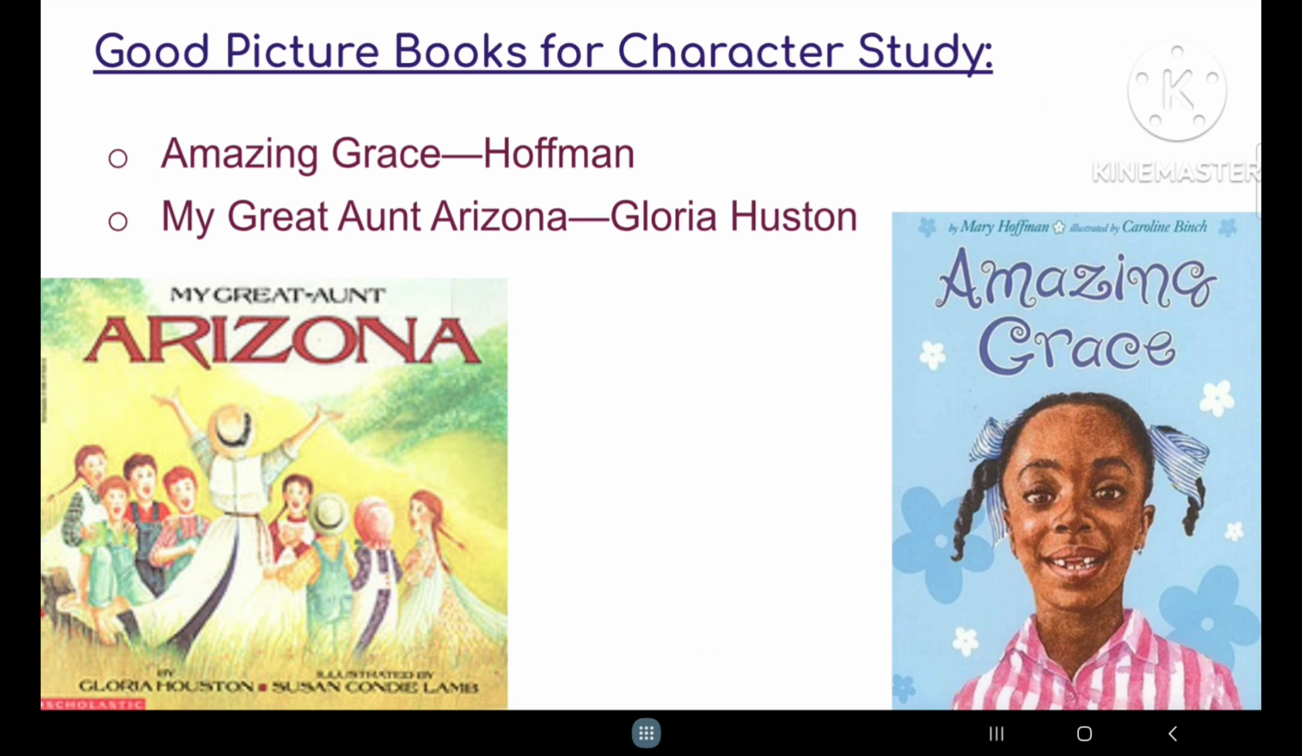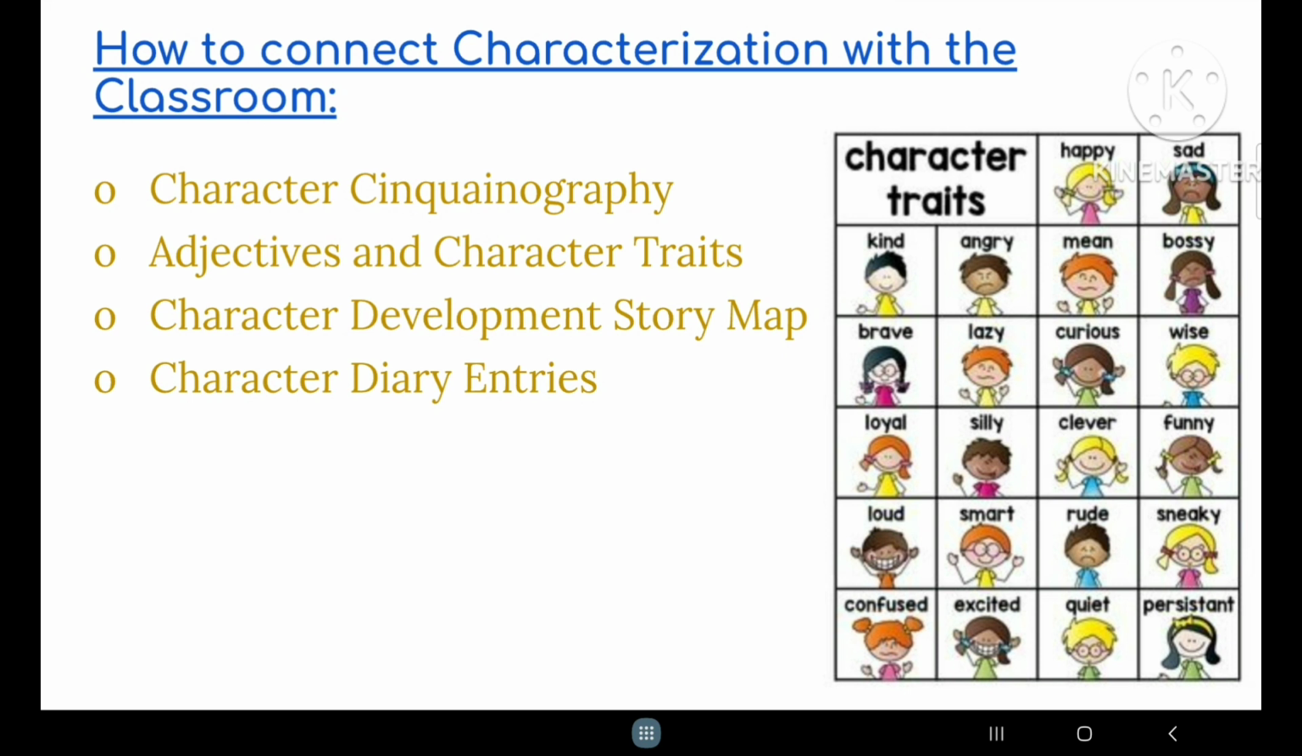Here are 2 good picture books for character study. They are Amazing Grace by Hoffman and My Great Aunt Arizona by Gloria Houston. How to connect characterization with the classroom: character sociograms, objectives and character traits, character development story map, and character diary entries.